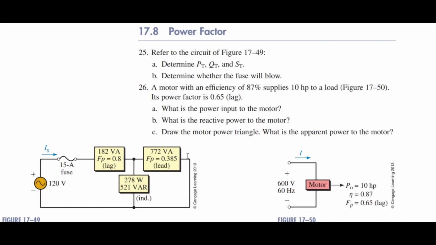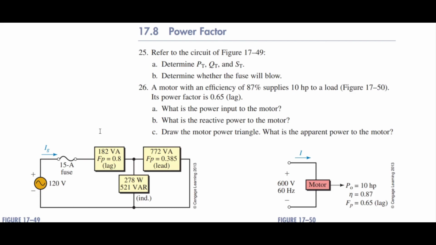Okay, so here's where we're looking at the textbook question that I'm bringing up here next. It's from the power section, chapter 17 of Robbins and Miller, and it's question number 26. It says a motor with an efficiency of 0.87 supplies 10 horsepower to a load. It says its power factor is 0.65.